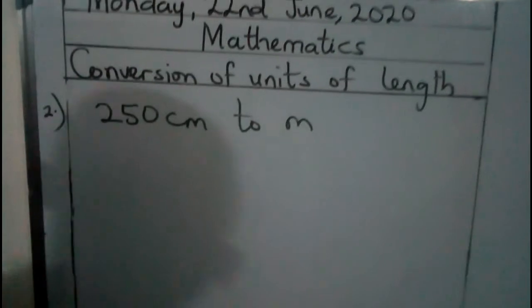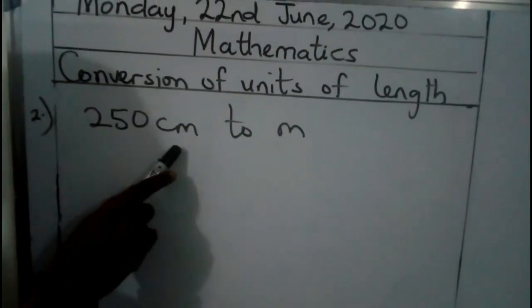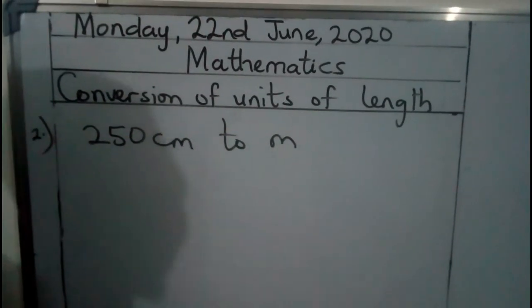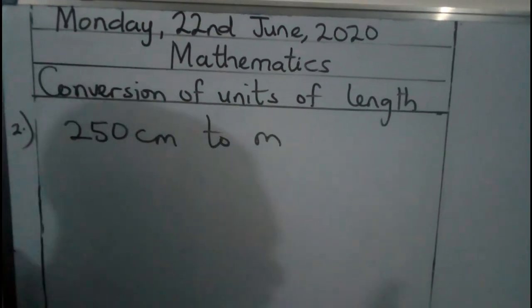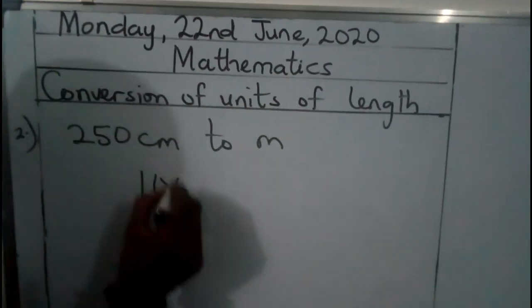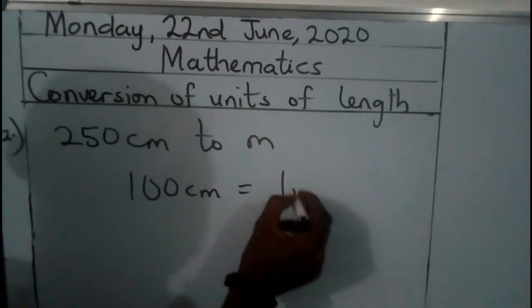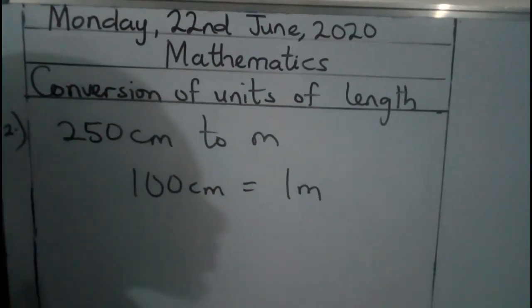Example 2. Convert 250 centimeters to meters. So we are looking at centimeters and meters. What is the relationship between them? 100 centimeters make 1 meter. Remember, you need to know this. If you don't know it, you won't be able to solve it.